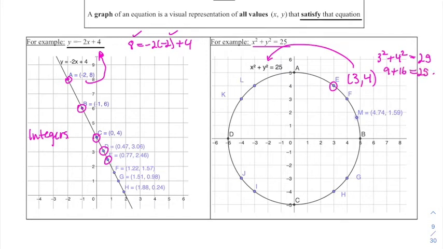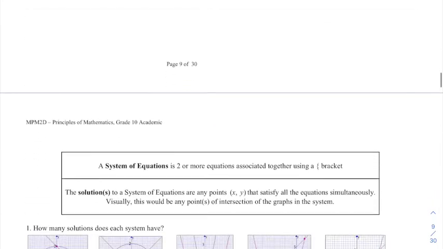And if I go around, again, these are integer values, but we also have some really ugly looking values that we can't really guess at, right? We might need to calculate something like that. Okay, so generally what I want you to know after looking at this page is that a graph of an equation is a visual representation of all the xy values that satisfy that equation. So there we go.